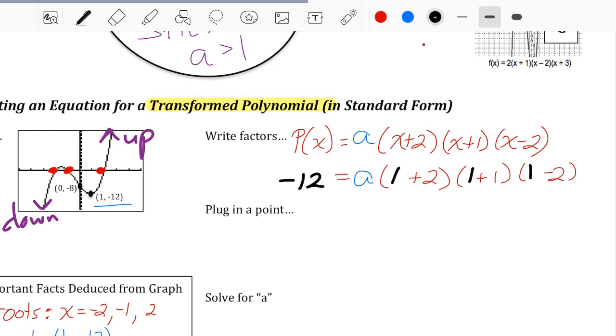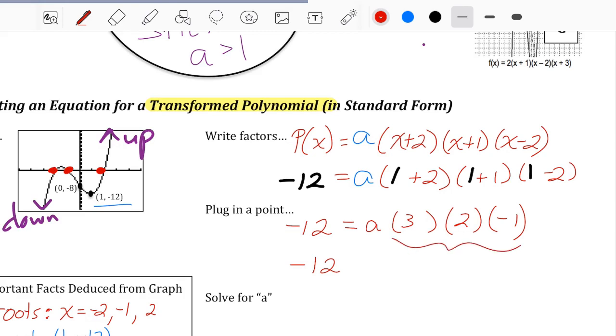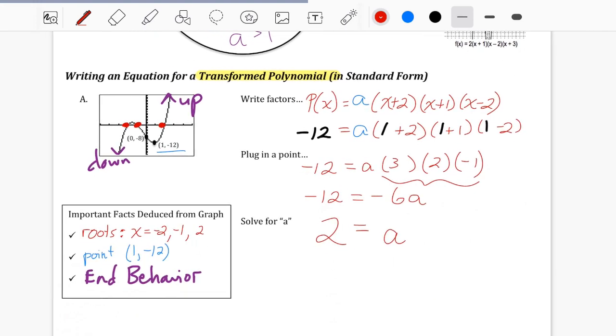but there's 3 places where I plug in 1 for x. Little different kind of equation. To solve this equation, I'm going to actually do each of these little parentheses. So 1 plus 2 is 3, 1 plus 1 is 2, and 1 minus 2 is -1. So I do all those little mini parentheses, and I'm on my way to solve for a. I hope you multiply all these numbers together and get -6. We'll put the a with it, so we have -6a. And ultimately, that means a equals 2.